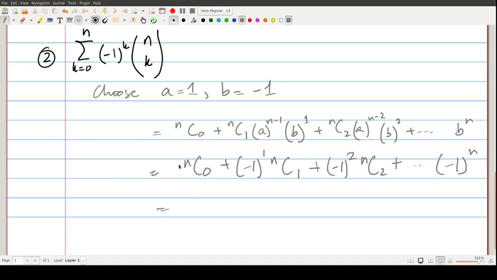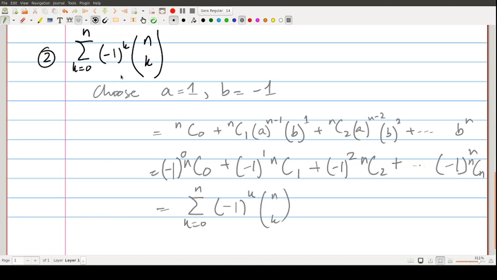So notice there is no -1 here, but I can write it as -1 to the power 0, and over here it's -1 to the power n nc n, right? So this can be again written as summation -1 to the power k n choose k, k equals 0 to n, right?